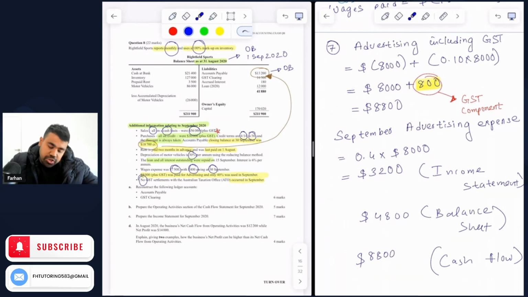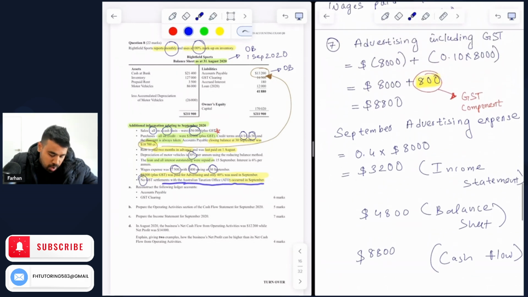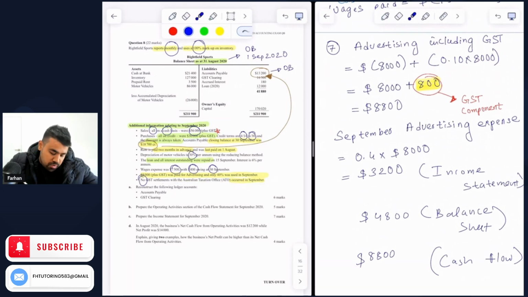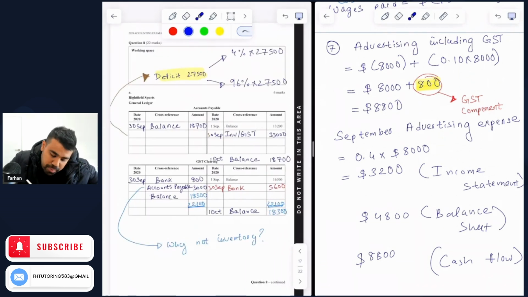Right, so the last additional information says that no GST settlements with the ATO happened in September. Okay, nothing to worry about that now. So let's start with the reconstruction of accounts payable first. Now, you can see the opening balance was given to us on 1st of September 2020, and that is $13,200.